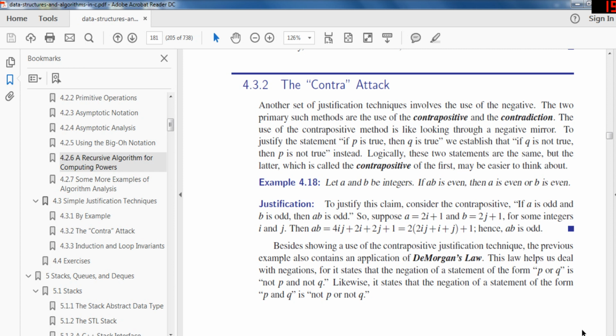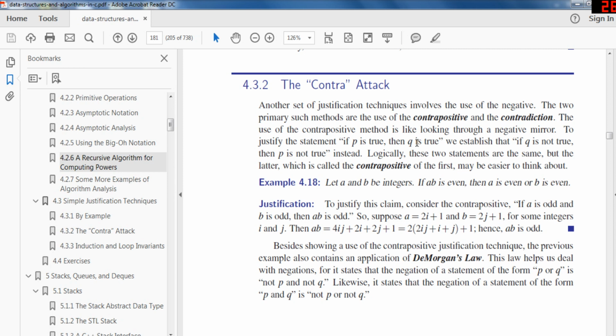So let a and b be integers. If ab is even, then a is even or b is even. To justify this claim, consider the contrapositive: if a is odd and b is odd, then ab is odd. So suppose a equals 2i plus 1 and b equals 2j plus 1, for some integers i and j. Then ab is equal to 4ij plus 2i plus 2j plus 1. Hence, ab is odd.